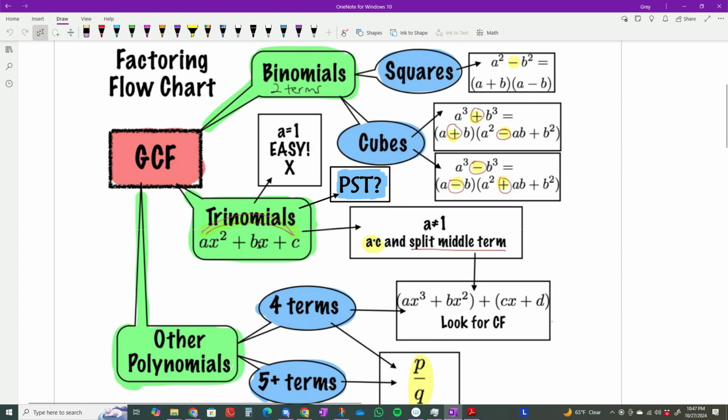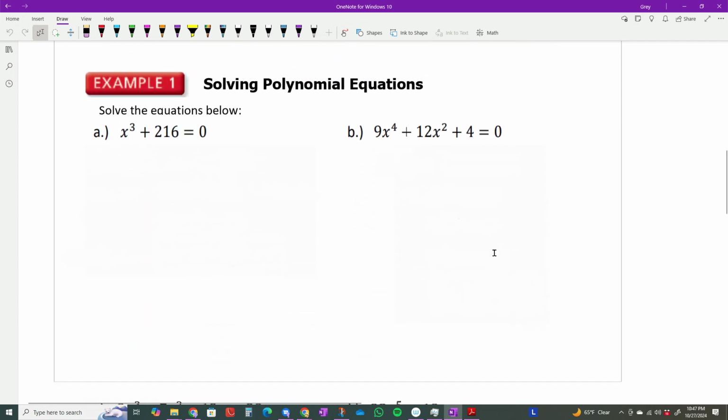Then you go to 3 terms, trinomials. Again, easiest if you recognize a PST, perfect square trinomial. If not, use your favorite method to factor it. We talked about guess and checking. And then, last but not least, other polynomials, 4 or 5 terms. If it's 4 terms, we did some grouping, 2 and 2, and looking for a common factor. And this is what you have to look forward to, P over Q. But we'll get to that later.